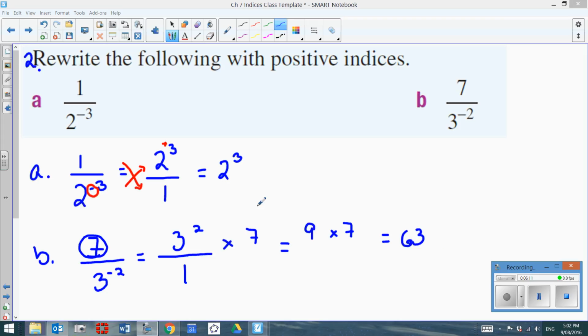Just to recap, anytime you have a term sitting in the denominator, the numerator is always 1. Therefore, when I take the reciprocal, I'll have a 1 technically in the denominator. However, any other number, like this 7 here, is not part of the reciprocal because it does not have a negative index. So we leave it where it is, sitting right in the numerator.